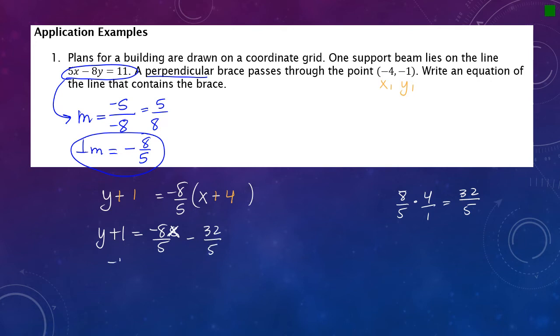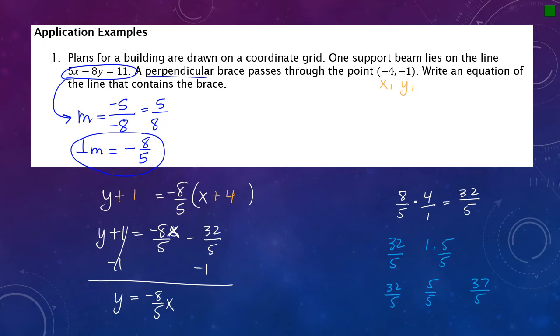Okay, and now last thing I need to do is subtract 1. So I have y equals negative 8/5 x. And then I'm going to do some more scratch work over here in light blue. So I have 32 over 5 and 1, which I need to get a common denominator. So I'm going to multiply by 5 over 5. And I get 32 over 5 and 5 over 5. So even though I'm subtracting them, since they're both negative, what it's really like I'm doing is I'm adding them. It's just that my answer is going to be negative. So if I added 32 and 5, I would get 37. So this is going to be minus 37 over 5. And that's our final answer.